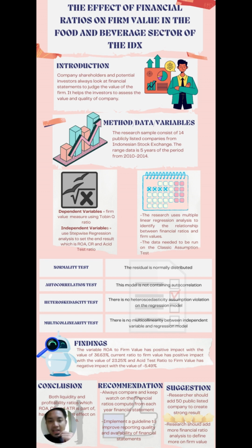The method that the researcher uses is multiple linear regression analysis, which is to identify the relationship between financial ratio and firm value. The formula is Y equals alpha plus beta 1 X1 plus beta 2 X2 plus, and so on until the end.